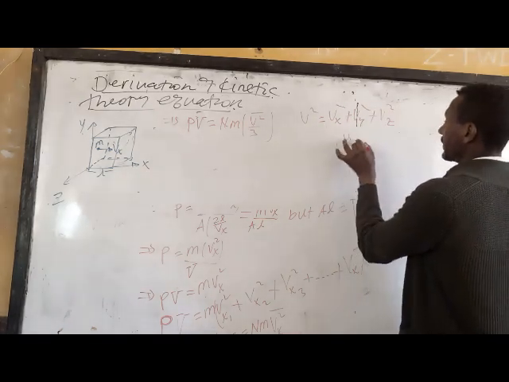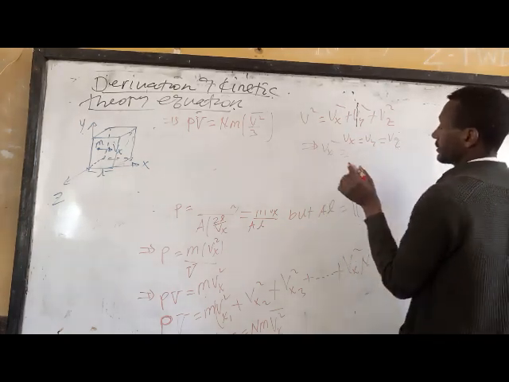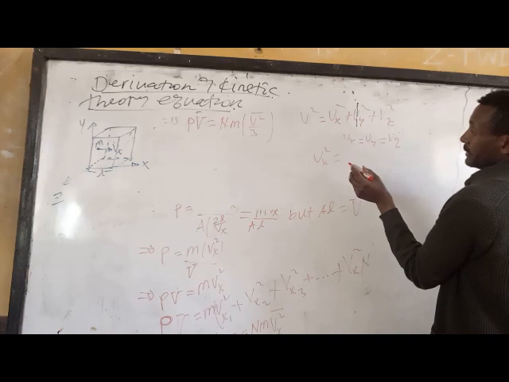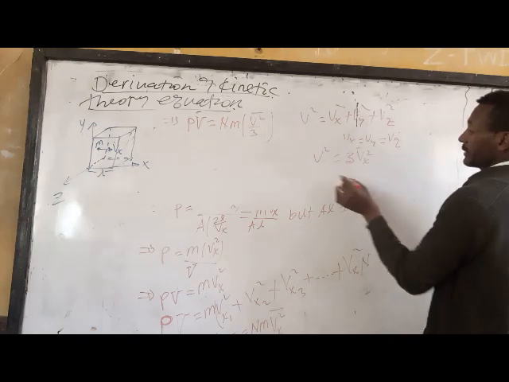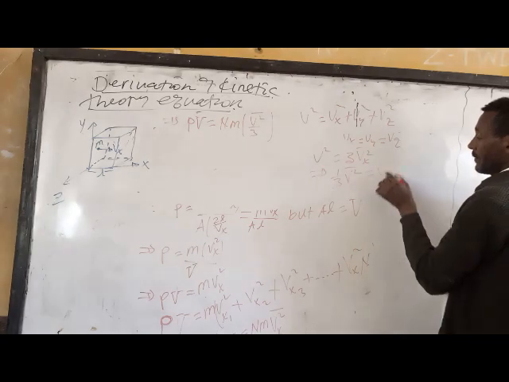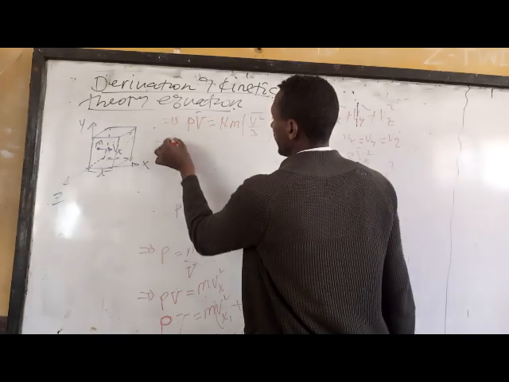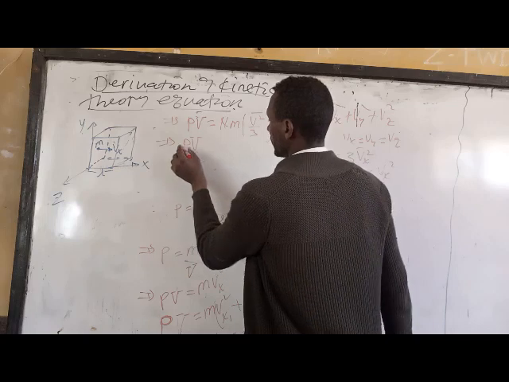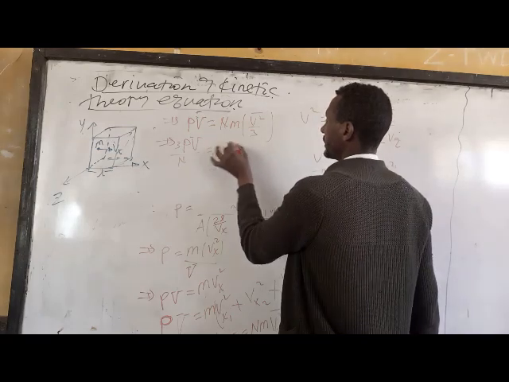But by probability, Vx is equal to Vy is equal to Vz. Therefore, V squared is equal to 3 times Vx squared. Therefore, 1/3 of V squared is equal to Vx squared. This is how I substitute this 1 over 3. Okay, this implies 3 PV over N is equal to m V squared average.